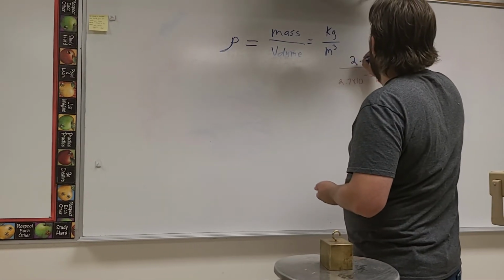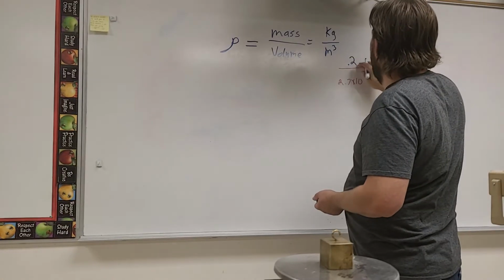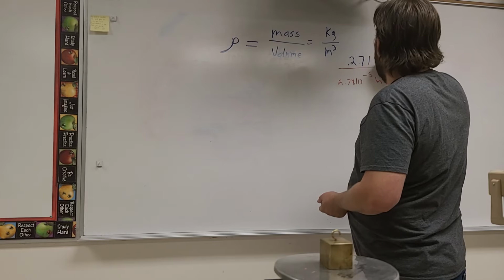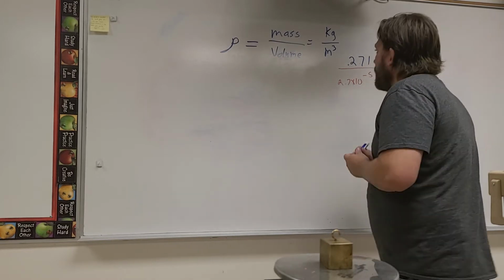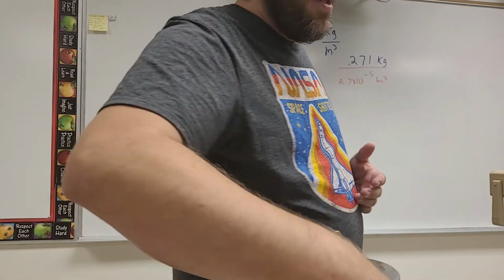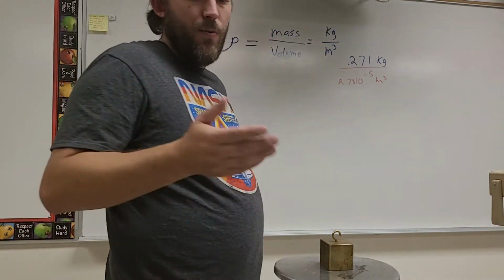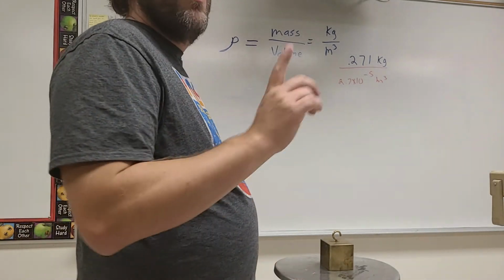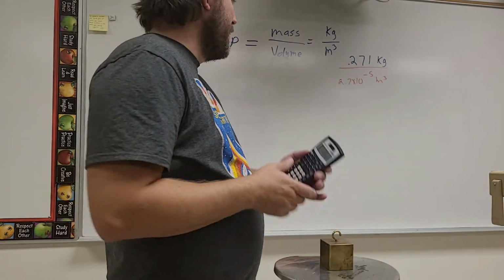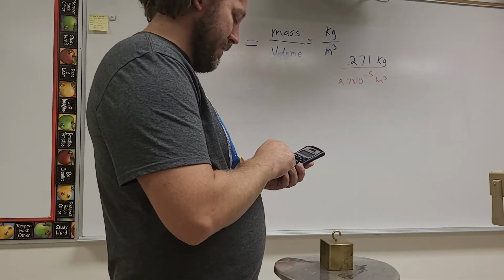So it's 0.271 kilograms. All right, and if we divide these together, we should get our density. And then if I go and look at a density chart, I should be able to figure out what, in fact, this is made out of. This is one way of doing it. We're going to do the Archimedes principle a little bit sooner, and you'll find that that's a little bit easier to do than this.